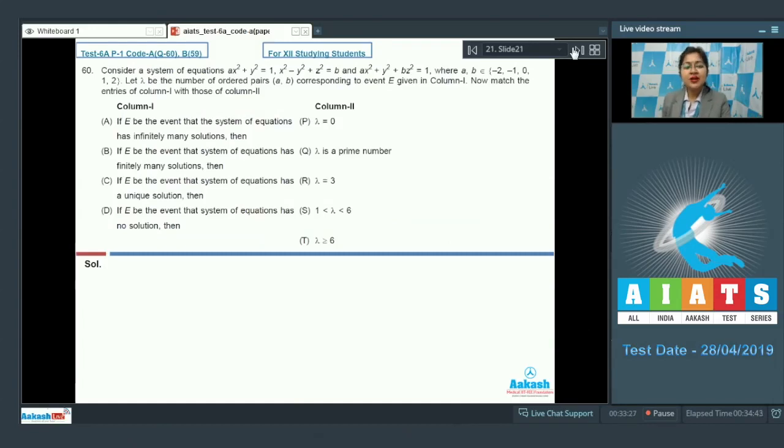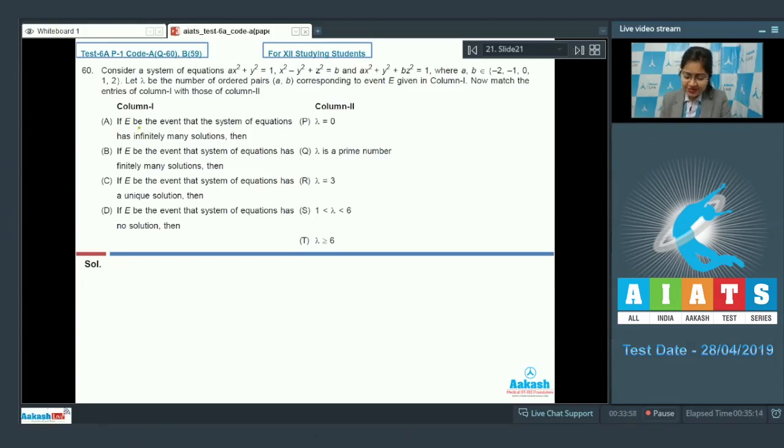Next, the last question is question number 60. Consider a system of equations ax square plus y square equal to 1. Similarly, two other equations are given, where it has been given that a, b belong to {minus 2, minus 1, 0, 1 and 2}. Let lambda be the number of ordered pairs (a, b) corresponding to event E, where events E are given in 4 options in the column. So let us solve the question.